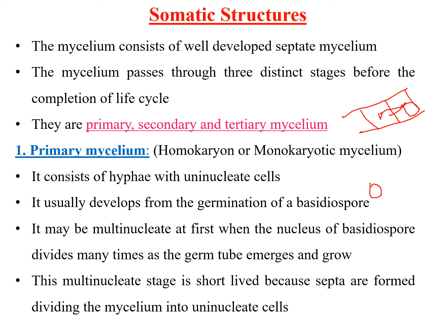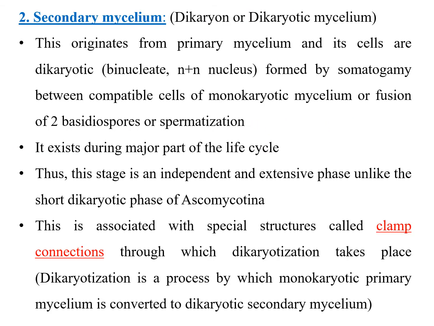That means primary mycelium is monokaryotic in nature and consists of hyphae with uninucleate cells, developing from the germination of basidiospores. Initially it is multinucleate when the basidiospore gives rise to the germ tube and the mycelium, but later septa are laid down giving rise to the uninucleate cells. This is the primary mycelium. Secondary mycelium means it is dikaryotic or dikaryon. That means it has 2 nuclei in each single cell.